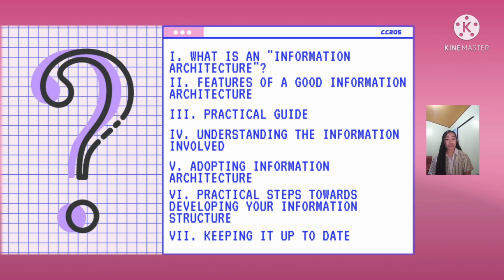Understanding the information involved, which discusses the various ways of understanding the separate streams of information being handled within the organization. Adapting information architecture considers who should do what and what it looks like. Practical steps in defining information architecture and some thoughts in keeping up to date.